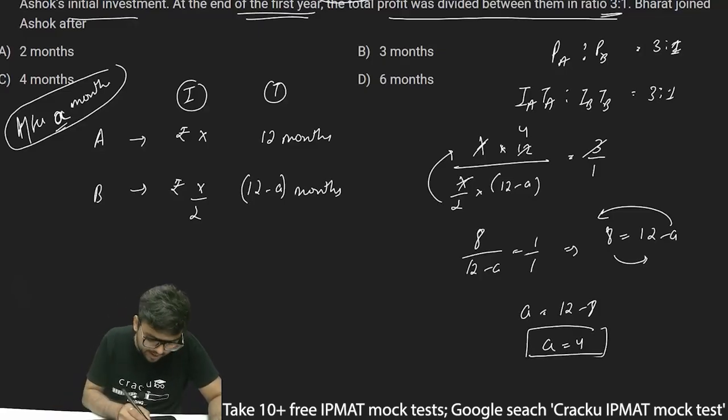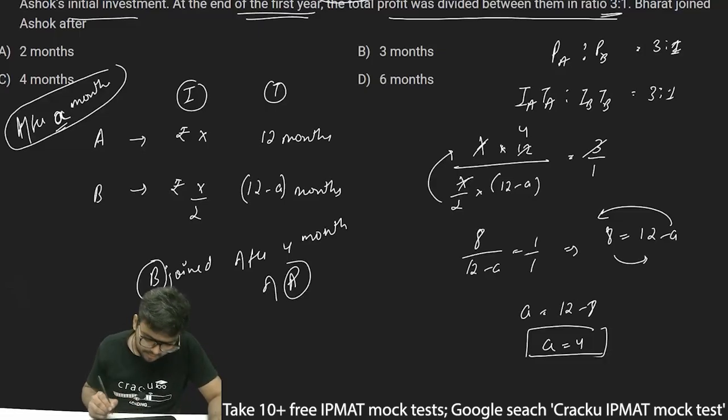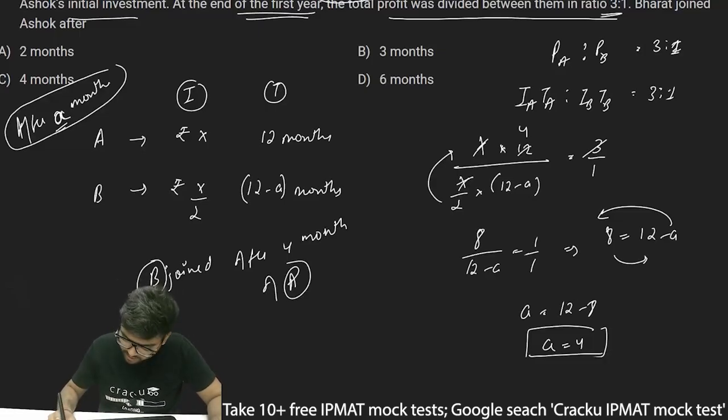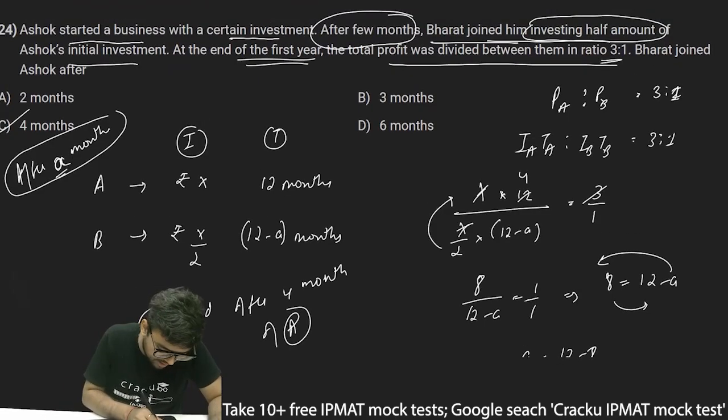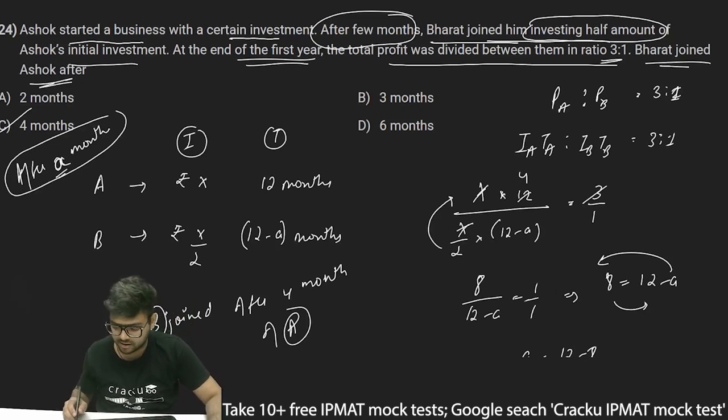Thus, what is A? A is after A months. So I can write Bharat joined after 4 months of Ashok. Therefore I can write option C, which is 4 months, because it is asking when Bharat joined Ashok. So option C, 4 months, will be the correct answer.